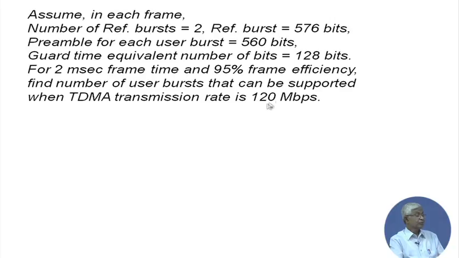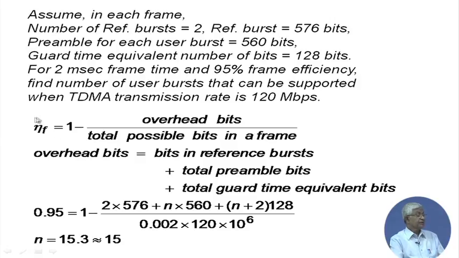So the total number of bits can be calculated because the frame time is given and the bit rate is given. So efficiency is, we have seen this expression, 1 minus overhead bits by total possible bits in a frame, and overhead bits are bits in the reference burst, total number of preamble bits and total guard time equivalent bits.